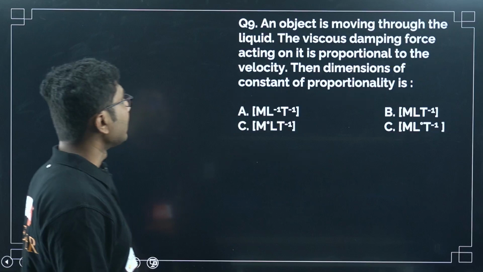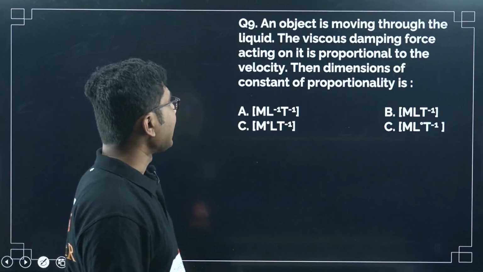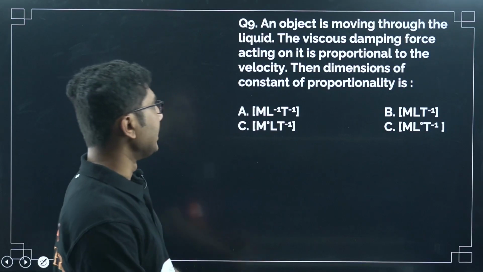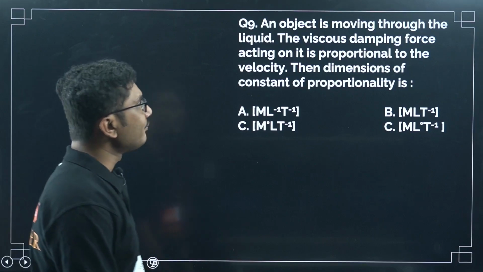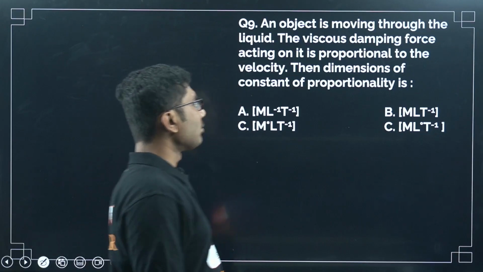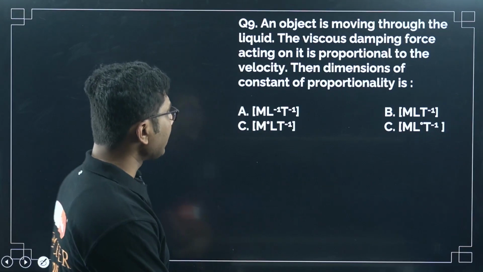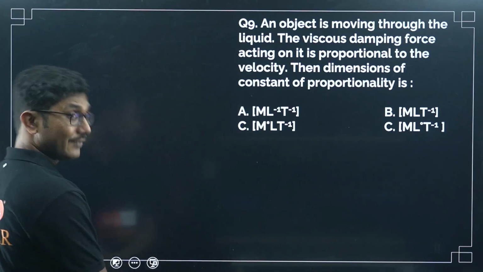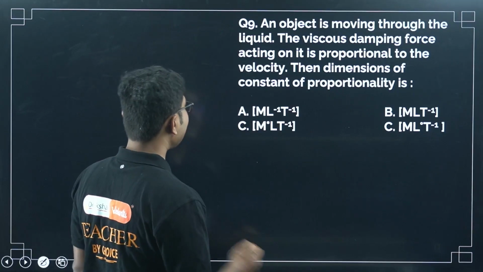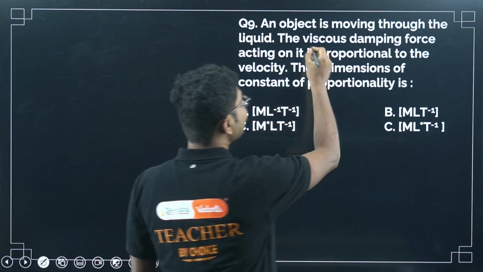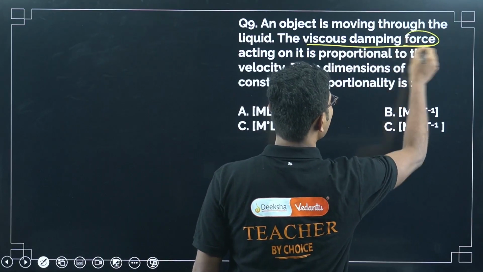Okay, now let's move on. Question number 9. An object is moving through a liquid. The viscous damping force acting on it is proportional to the velocity. Then the dimensions of the constant of proportionality is... Very difficult question, but as I said, what is the main thing? Viscous damping force. Force is important.